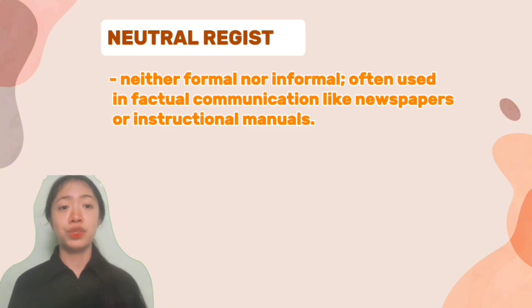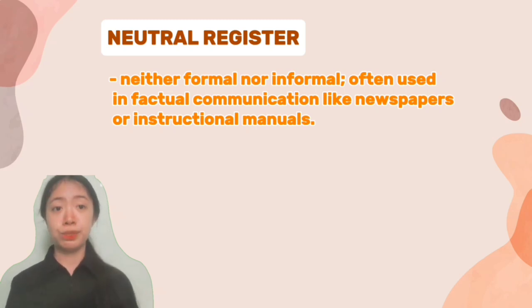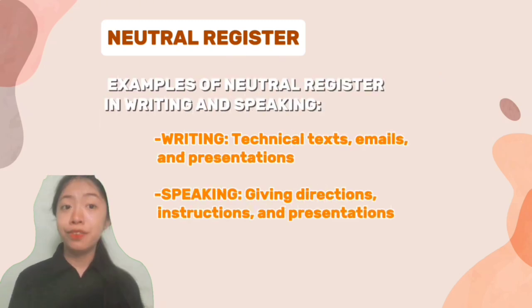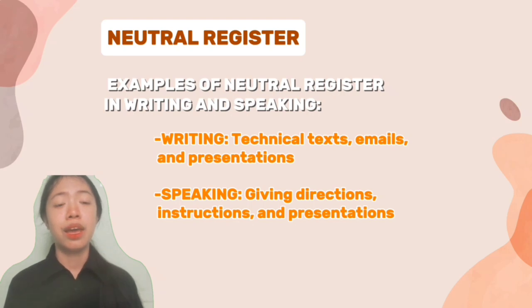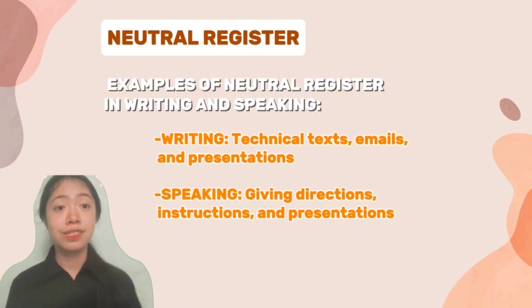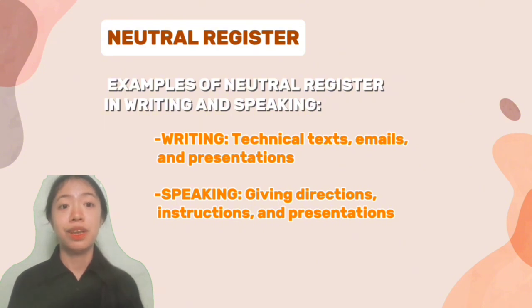While neutral register is neither formal nor informal. It is often used in factual communication like newspapers or instructional manuals. Here are some examples of neutral register in writing and speaking. Examples of neutral register in writing are technical texts, emails, and presentations. In speaking, examples are giving directions, instructions, and presentations. So that will be all for language registers.